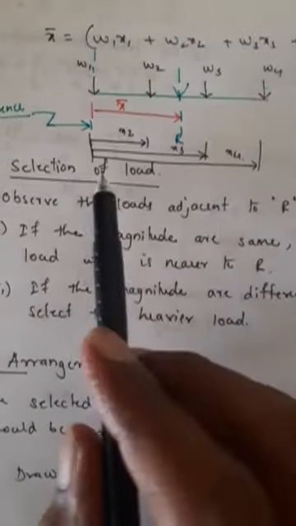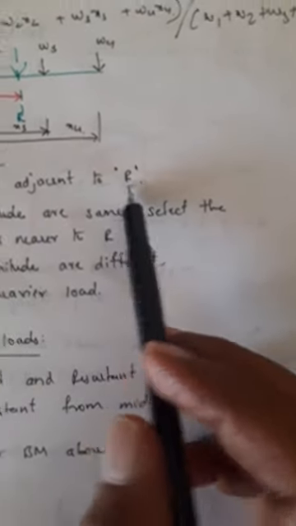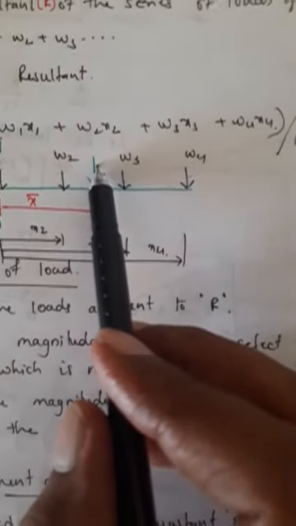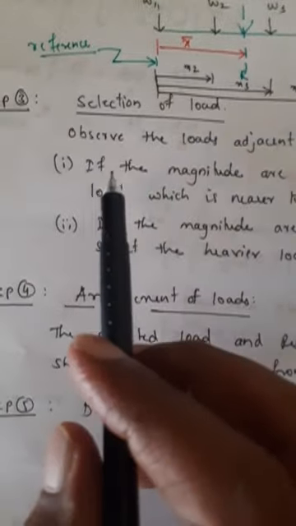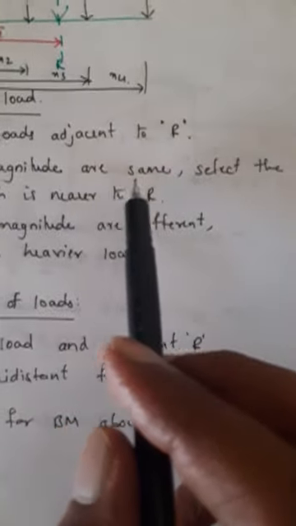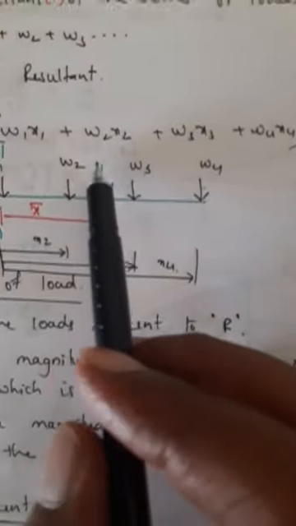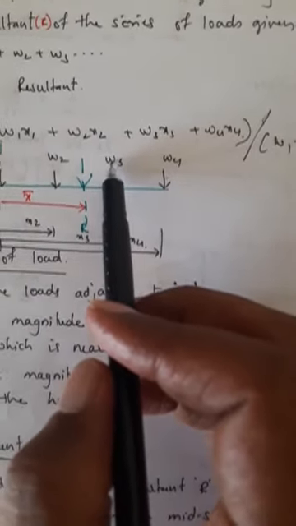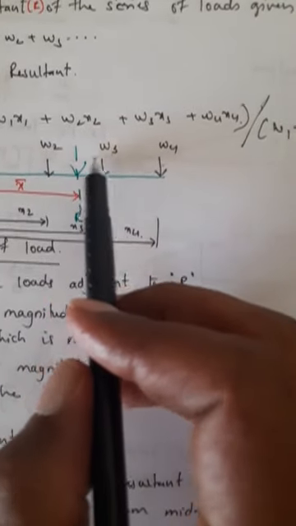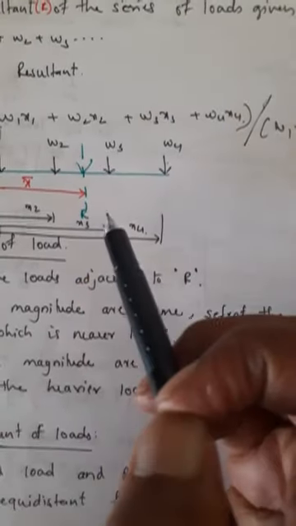Now next step is selection of loads. So for selection of loads, observe the loads adjacent to R. Suppose here is the resultant. I have to observe this load and this load. Now how to select the load? So here two cases are there. If the magnitude of loads are same, select the load which is nearer to R. Suppose W2 and W3 both loads have same values. If loads are same values, find out this distance and this distance. So whichever load is nearer to R, select that load.